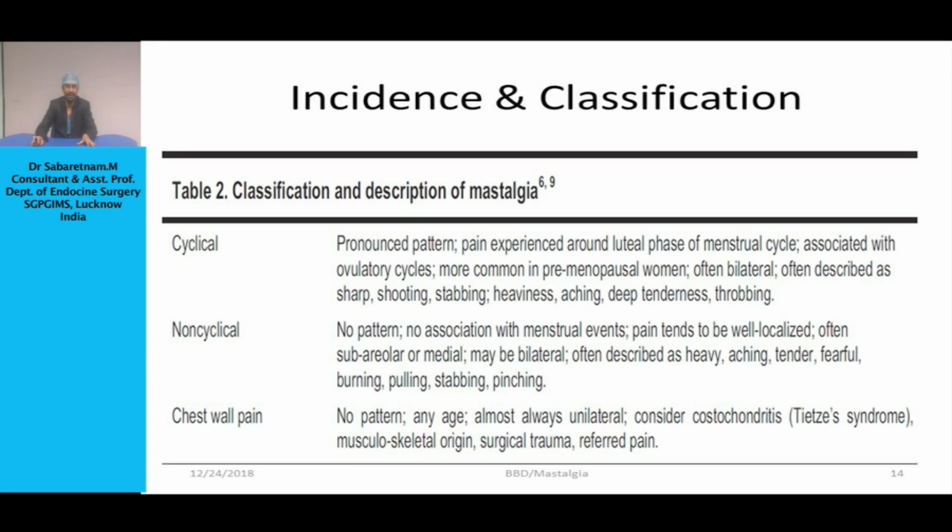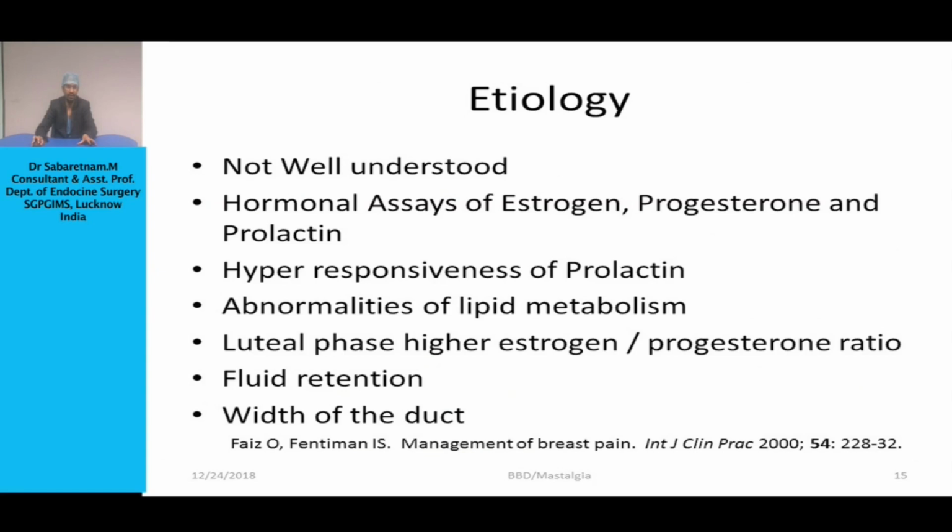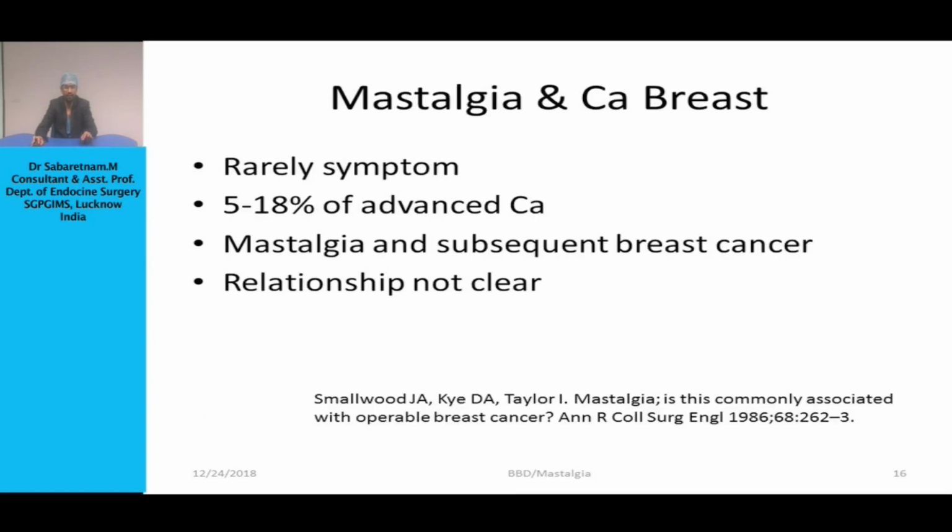And coming to Mastalgia, the etiology is not very well understood. Hormonal effects of estrogen, progesterone and prolactin, many studies have been done, but some studies say there is an imbalance. Some studies say that there is a hyperresponsiveness to prolactin, and abnormalities of lipid metabolism. In the luteal phase, there is a higher estrogen-progesterone ratio, which in turn leads to fluid retention and the width of the duct being increased.